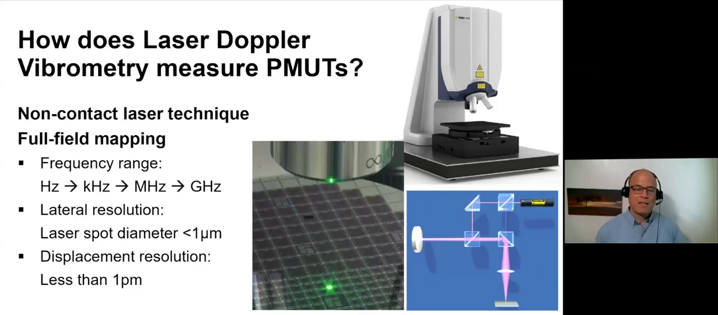So we have a flexible product offering where we are able to measure frequency responses from just DC or pseudo DC at very low hertz up to kilohertz, megahertz, and even into the gigahertz. The lateral resolution is determined by the diffraction limit of light. We're using visible light in this case, so we typically get a laser spot diameter of 1 micron or slightly below that. The displacement resolution depends on the frequency range, also depends on the surface, but it's typically less than 1 picometer.